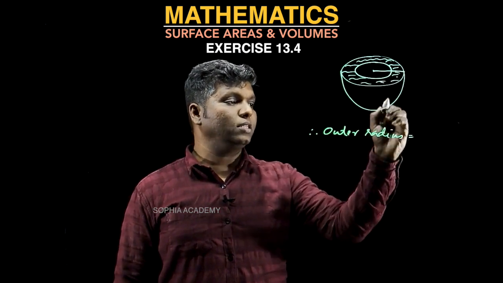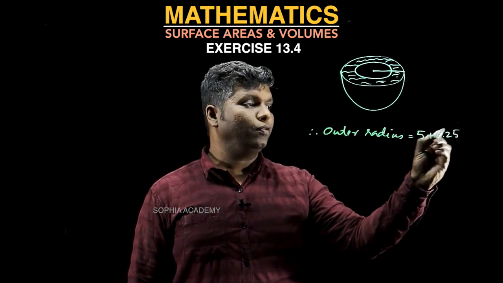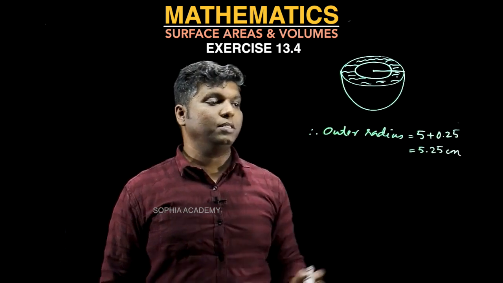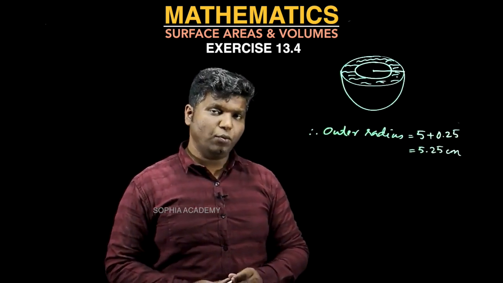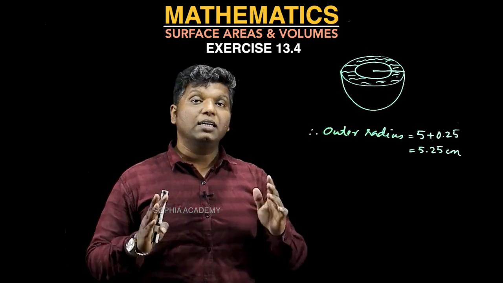So adding these two things together, that means the inner radius plus 0.25. Adding them, you will get 5.25 centimeter. This is the outer radius. And what do you want to find? You have to find the outer curved surface area.